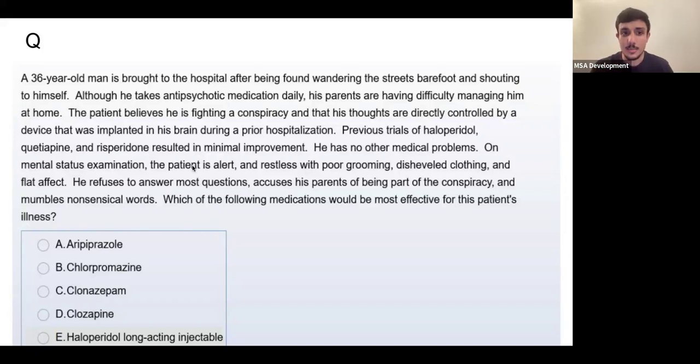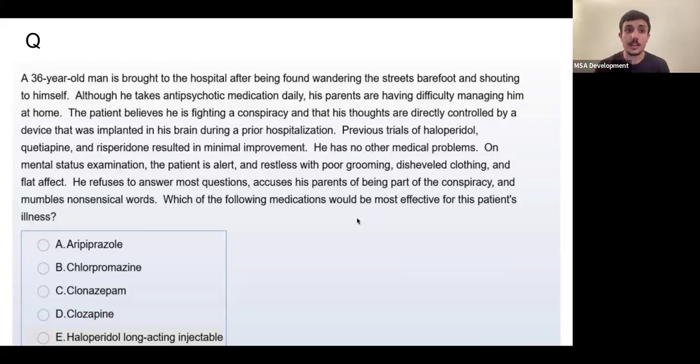And on mental status examination, the patient is alert and restless with poor grooming, disheveled clothing, and flat affect. See, poor grooming, disheveled clothing, these are negative symptoms of schizophrenia, okay? He refuses to answer most questions, accuses his parents of being part of the conspiracy. So he either has delusions or hallucinations, which are positive symptoms, okay? So I'm trying to explain to you the pathophysiology as well as the pharmacology. Now, which of the following medications? What did you choose? I hope you chose D.